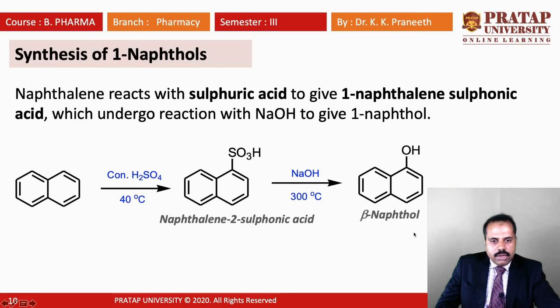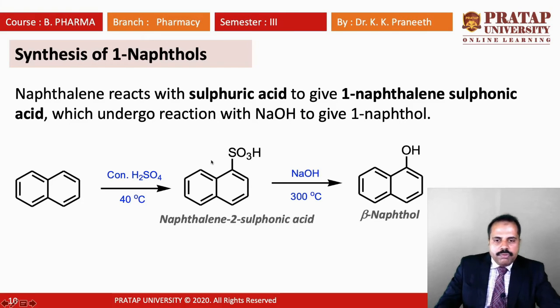So how do we prepare this naphthol? This is the product here, and we can go backwards. This can be obtained from naphthalene sulfonic acid, which is the step before. This is naphthalene 1 sulfonic acid. We can start from naphthalene: naphthalene reacts with sulfuric acid at 40 degrees to make naphthalene 1 sulfonic acid. This is naphthalene 1, not 2.